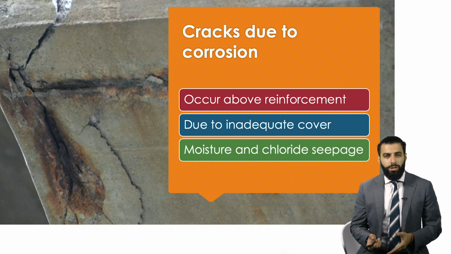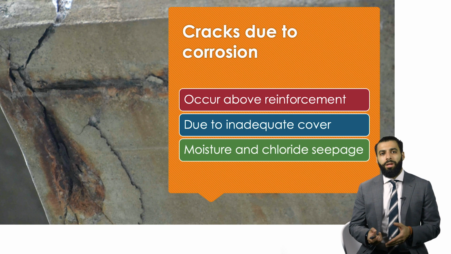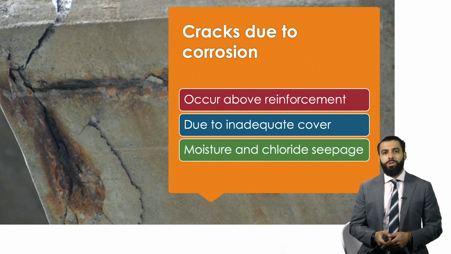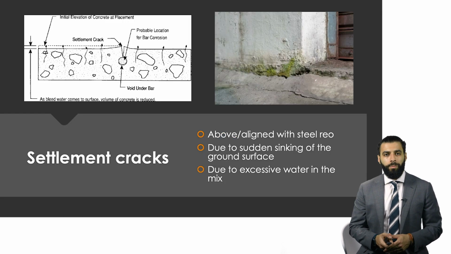And in order for corrosion to take place, of course, you need moisture and you need chloride ions. So the easier it is for moisture and chloride ions to penetrate your member, the more likely it is that you will experience such types of cracks.